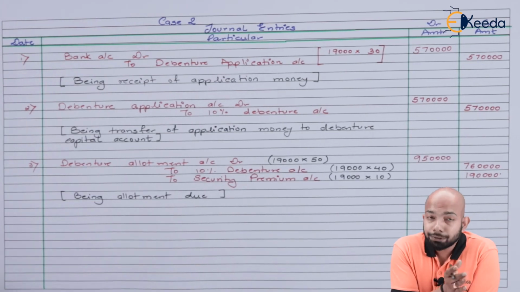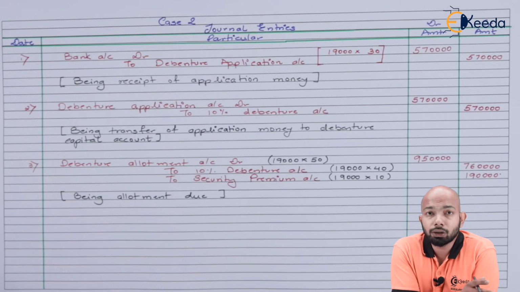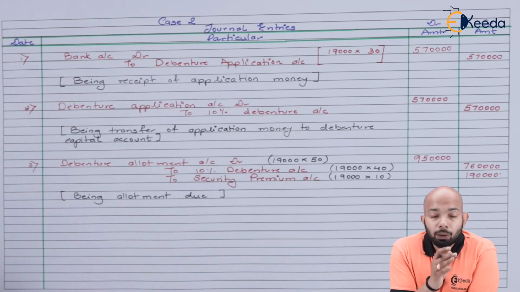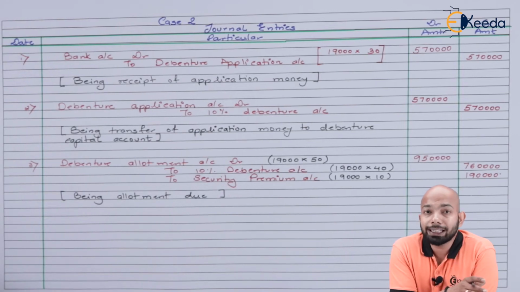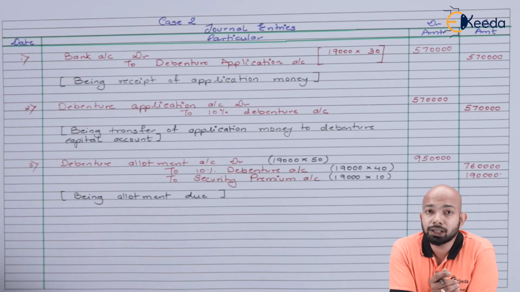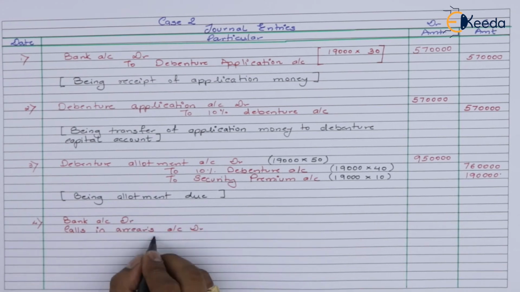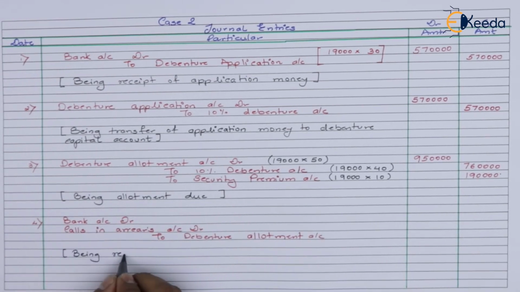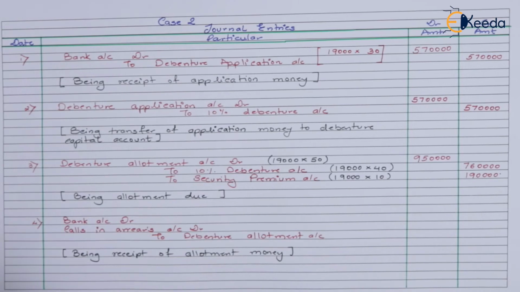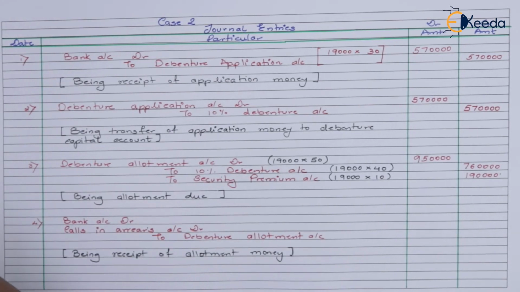Now, the next entry after the due will be the receipt of allotment money, but that will have certain calls in arrears, as Mr. A in case 2, who had around 2,000 debentures, failed to pay the allotment and the final call. So we have to mention that. Whereas Mr. Z, who had 5,000 debentures, only failed to pay the final call money, so we don't have to take that part into consideration. However, for Mr. A, 2,000 debentures will be mentioned as calls in arrears. Now the calls in arrears will be 2,000 multiplied by 50.